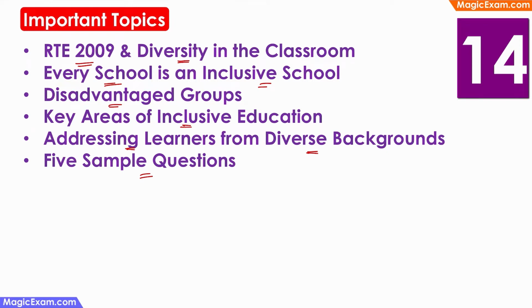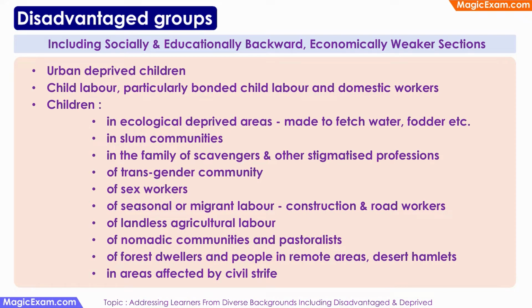So let's get started. The title of this video is Addressing Learners from Diverse Backgrounds, including Disadvantaged and Deprived. So first we have to understand what are these disadvantaged and deprived learners or disadvantaged groups. Children who come from socially or educationally backward communities or from economically weaker sections of the society can be termed as disadvantaged or deprived because they do not have the same advantages that other children may have, and they are deprived of some of the facilities or the resources that children from affluent communities or affluent families may have.